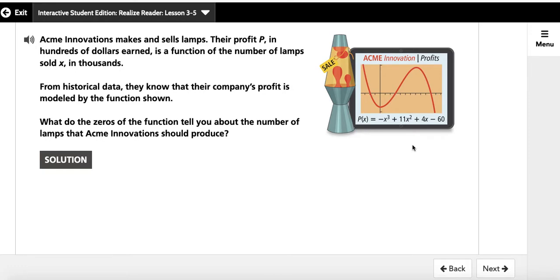Well, if this is the graph, I can see there's a 0 at -2, which would represent -2,000 lamps sold. That's not applicable because you can't have -2,000 lamps sold. This one appears to be at 3, so that would represent 3,000 lamps sold. And this one may be 10, so that's 10,000 lamps sold. So it looks like they should sell between 3,000 and 10,000 lamps to maximize their profit.